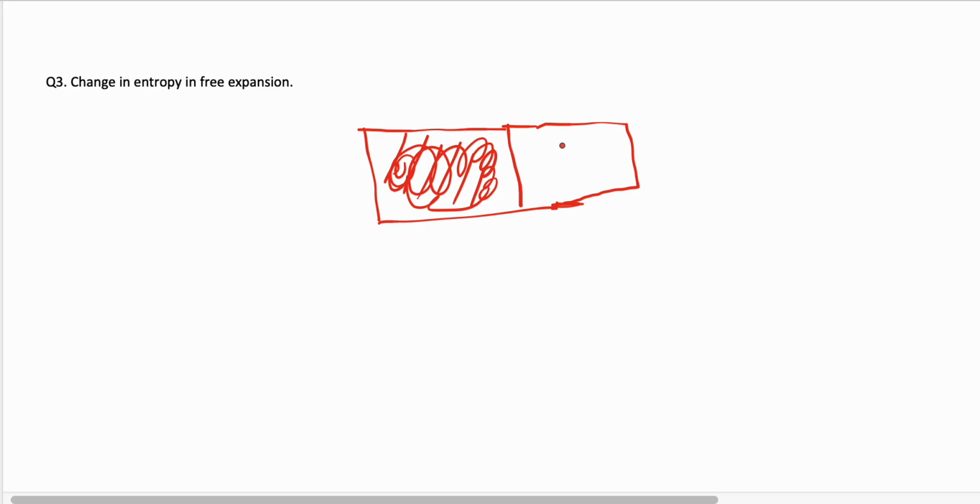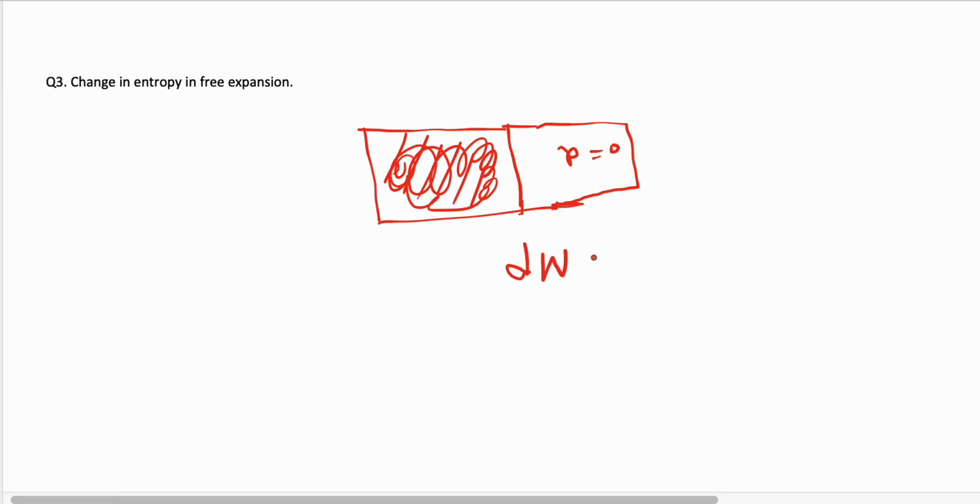No gas molecule is there. That means it is a free space which is evacuated, so there is no gas molecule at all and pressure is 0. So if I just remove this partition and let the gas molecules take this space, what will be the change of entropy? Since the pressure is 0, the gas will do no work.